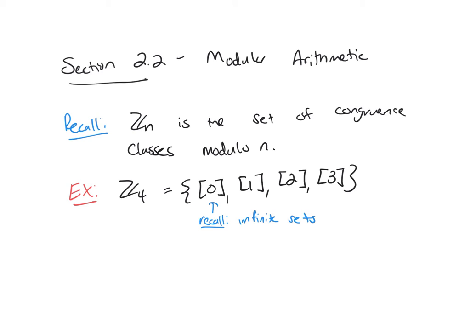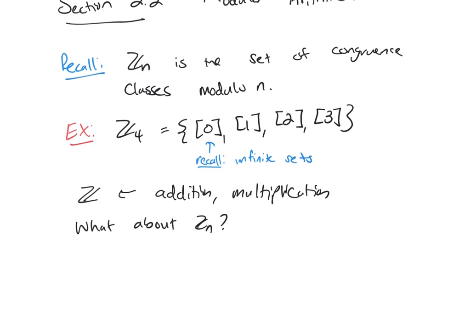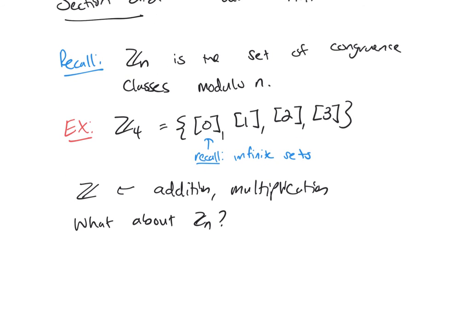Okay, so remember we talked about Zn. So now remember that Zn is really based off of the integers. And so what do we have when we talk about integers? In terms of operations, we have addition and we have multiplication. So we can ask, what about Zn? Does it have any operations?